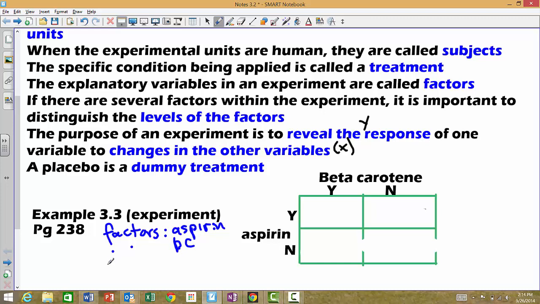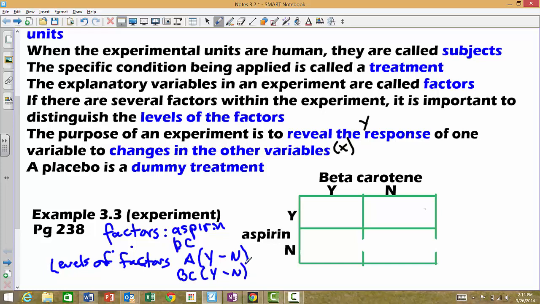Now the levels of the factors are how much we're giving them. For the levels of the factors for the aspirin, what are the 2 choices in the chart over here? They are yes and no. Beta-carotene, the same thing. Either yes, they're taking it, or no, they're not.